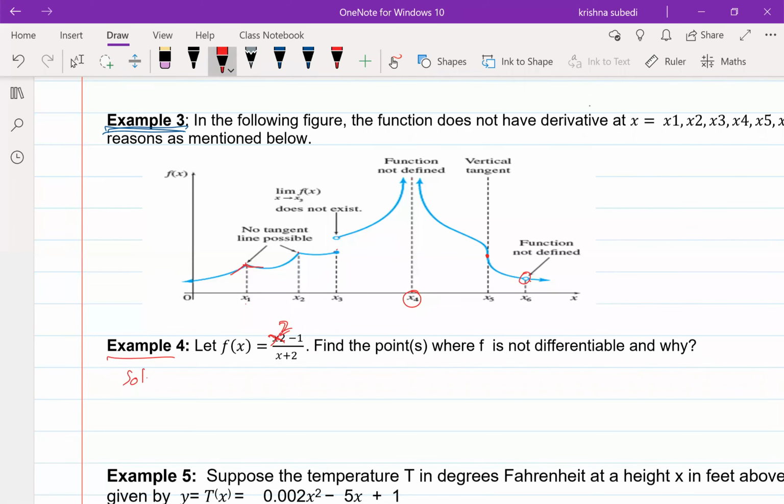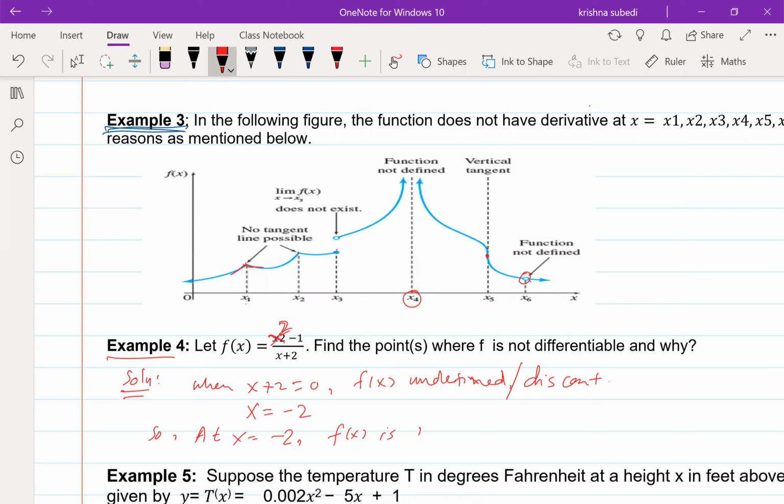So in this case, when x plus 2 equals 0, f of x is undefined. And also you can say it's discontinuous. Okay, the function is discontinuous. That means x equals -2. So at x equals -2, f of x is not differentiable.